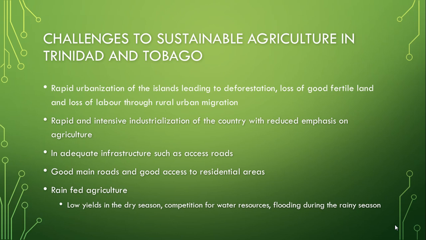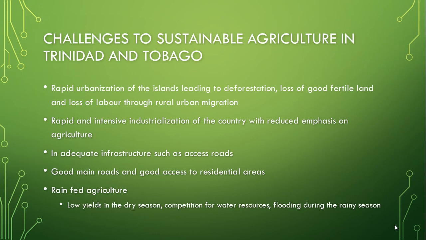We also have inadequate infrastructure, such as access to roads. Many of our agricultural areas do not have proper road access for the farming activities to take place. Yet on the other hand, we find we may have better roads occurring in residential areas. So there is a disparity in the development of infrastructure in various sector areas.